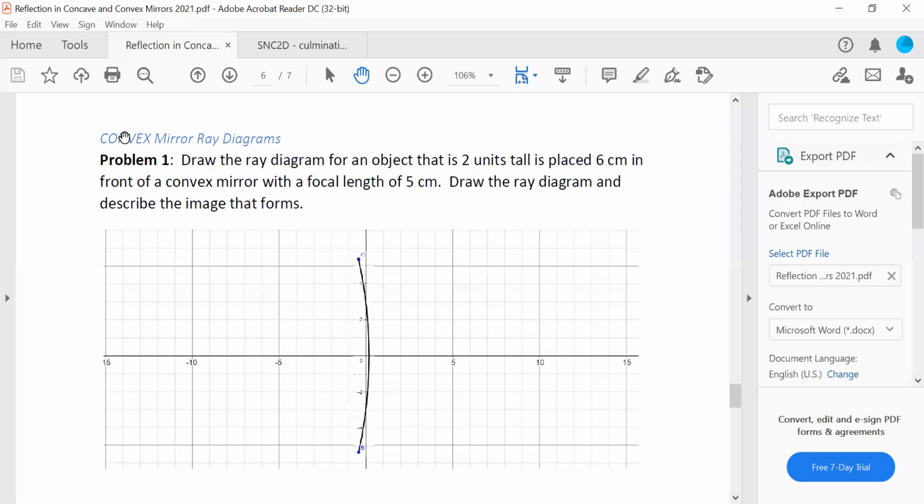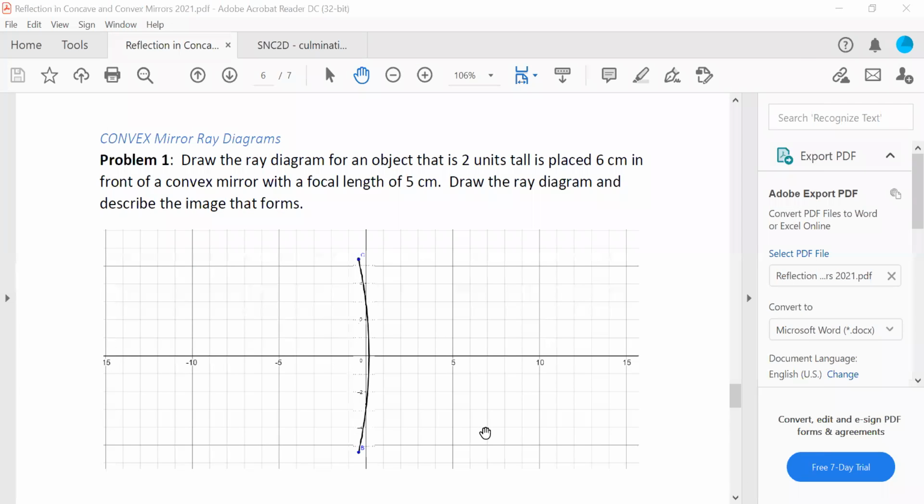So when you get down here where it says convex, you need to make sure that you drag the object to the convex mirror side of the diagram of the interactive. So let me show you what I'm talking about. Everyone, please look at convex mirrors. Draw the ray diagram for an object that's 2 units tall, placed 6 centimeters in front of the convex mirror. So 2 placed at 6.